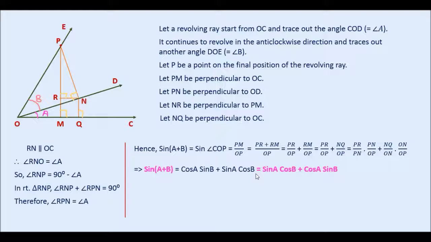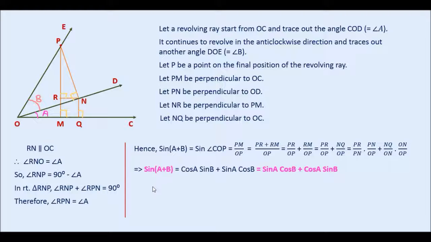So I have written this. Now I have just rearranged the two terms because it is customary to write sine A cos B first. So I have written sine A cos B plus cos A sine B. Sine of A plus B is equal to sine of angle A multiplied by cosine of angle B plus cosine of angle A multiplied by sine of angle B. This is the formula for sine of A plus B.